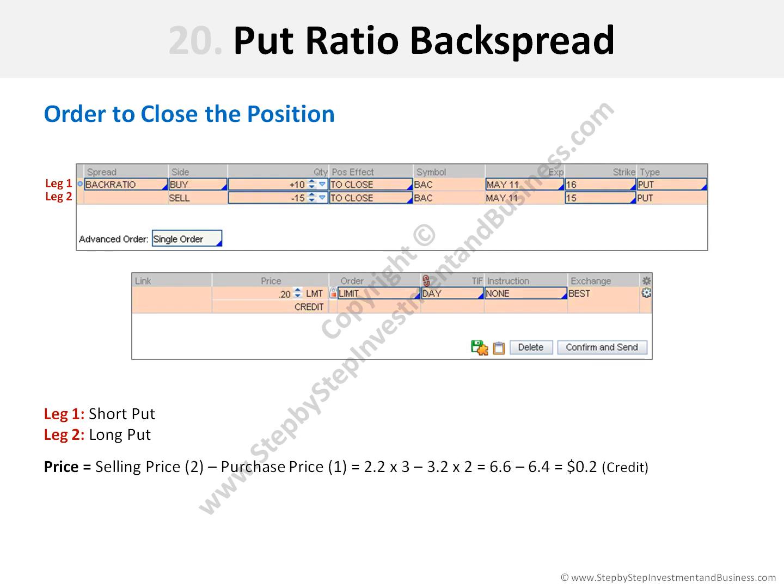On the other hand, here is an example of the order we must enter to close the position. It is an order with two legs. Leg number 1 consists of buying the puts we had sold. Leg number 2 consists of selling the puts we had bought. The entered price is given by the difference between the selling price and the purchase price. In this case, 2.2 multiplied by 3 minus 3.2 multiplied by 2, which is equal to 20 cents. This is the money expressed per share that will be credited to our account when the order is filled.